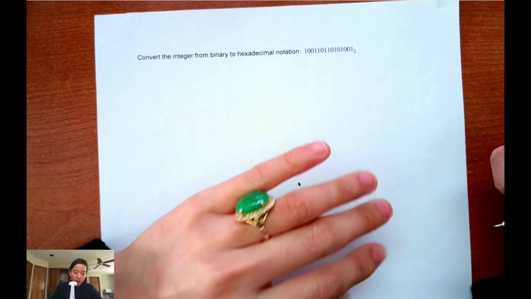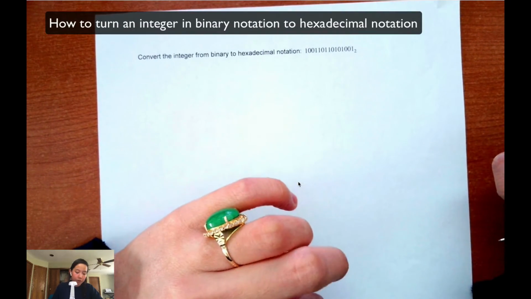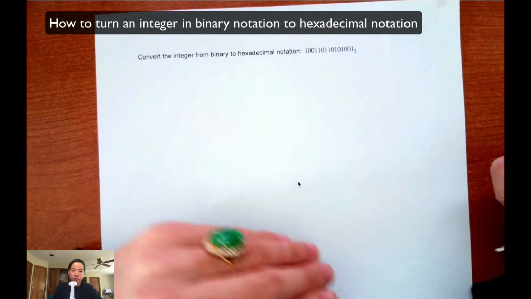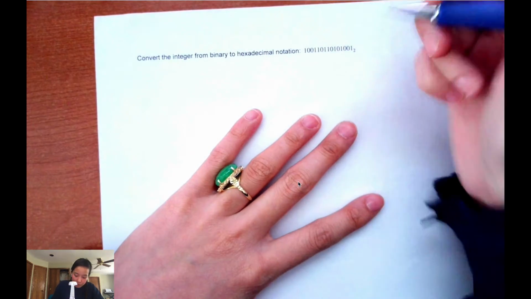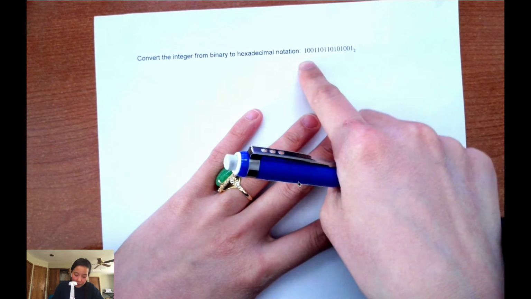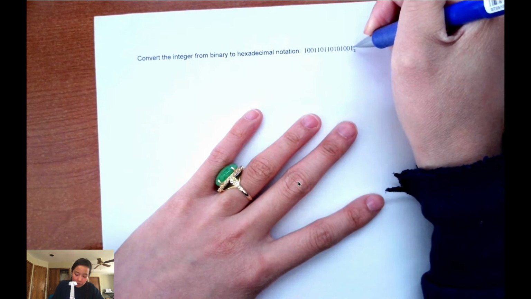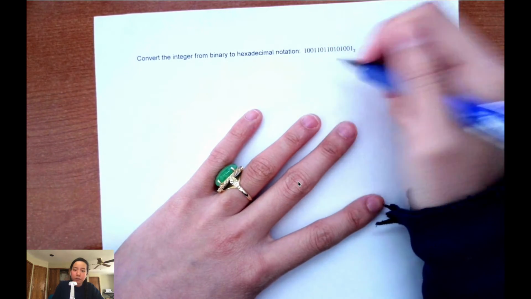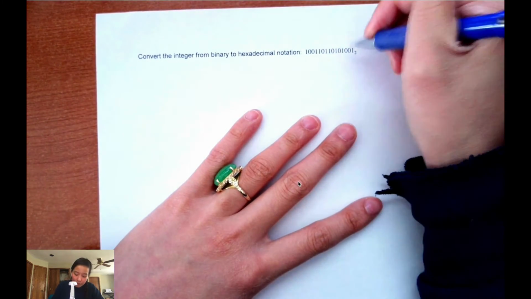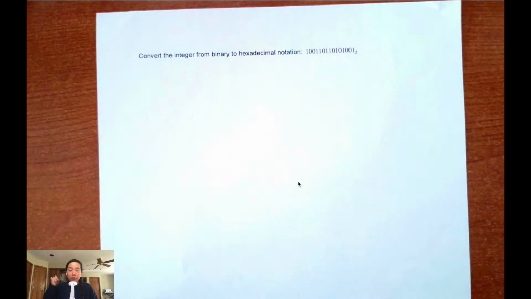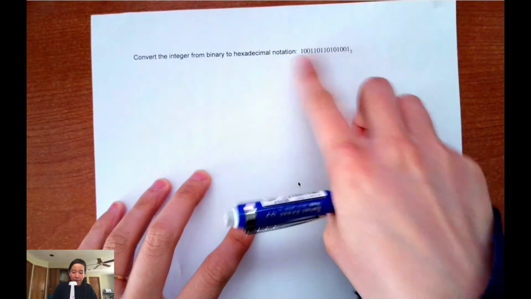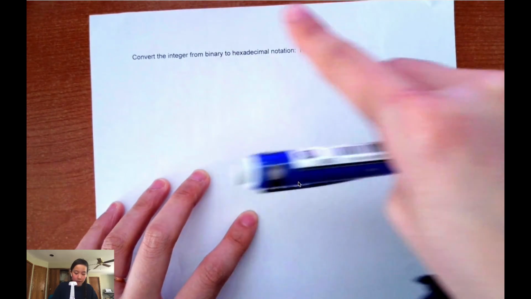Hey guys, in this video we're going to go over how to turn an integer that's in binary notation into hexadecimal notation. So here we have a binary number. What you're going to do is split these ones and zeros into groups of 4. But you have to start from the right and go to the left. You can't start from the left to the right. You must go from right to left.